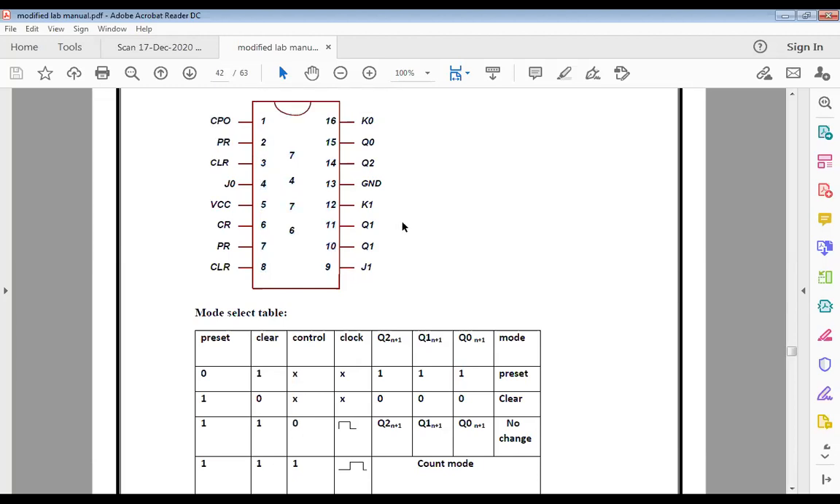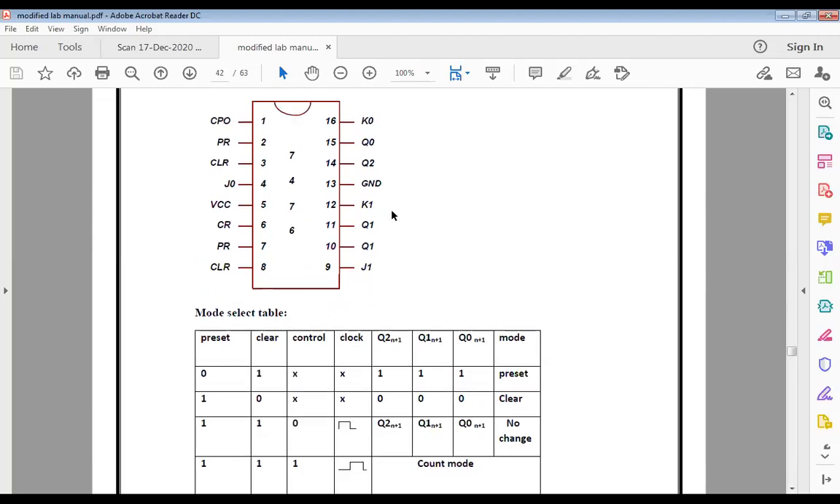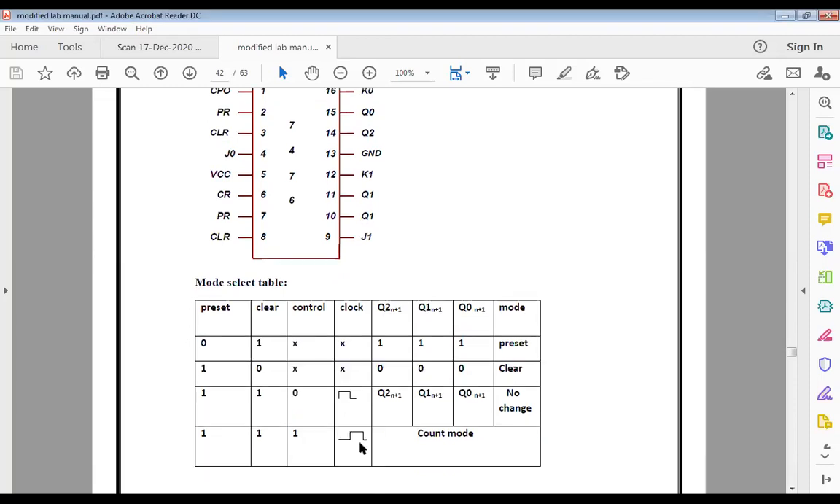So preset means we are setting all the values of the output to 1. Here this is the active low concept. Which means we have seen in our previous experiments, right? Active low means the opposite thing happens, isn't it? If I give a 0, then 1 comes in. If I give a 1, then 0 comes in, right? So accordingly, this is your mode select table.